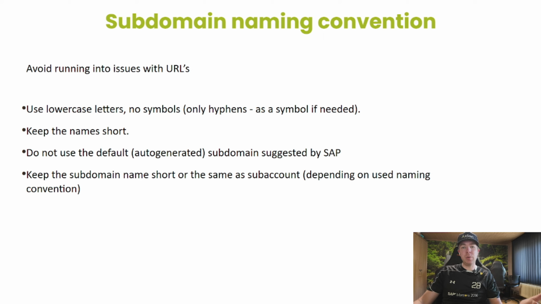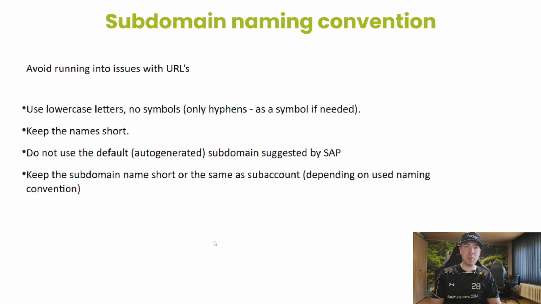When you create a new subaccount in BTP, the default thing SAP does is automatically generate a subdomain based on the description that you give in your subaccount. Now we have already had problems with this in the past, because if you have a very long description of your subaccount, the auto-generated subdomain can be very long. And if you have things like Build Work Zone and long URLs, you can actually end up with a URL that becomes too long, and that can give you issues.